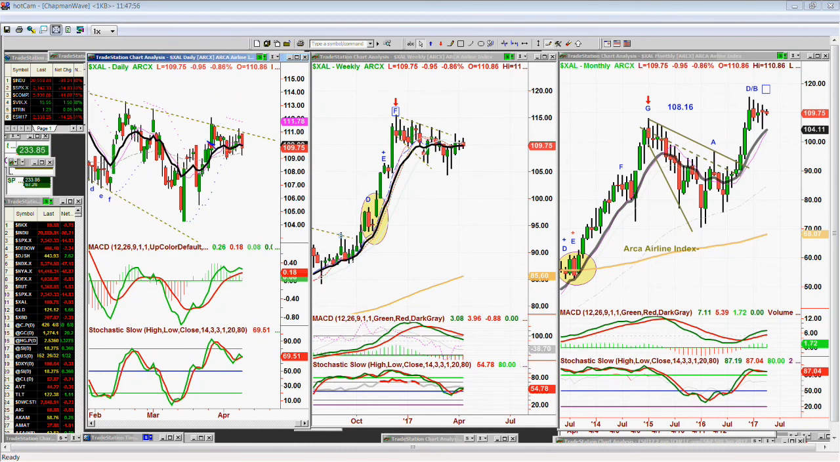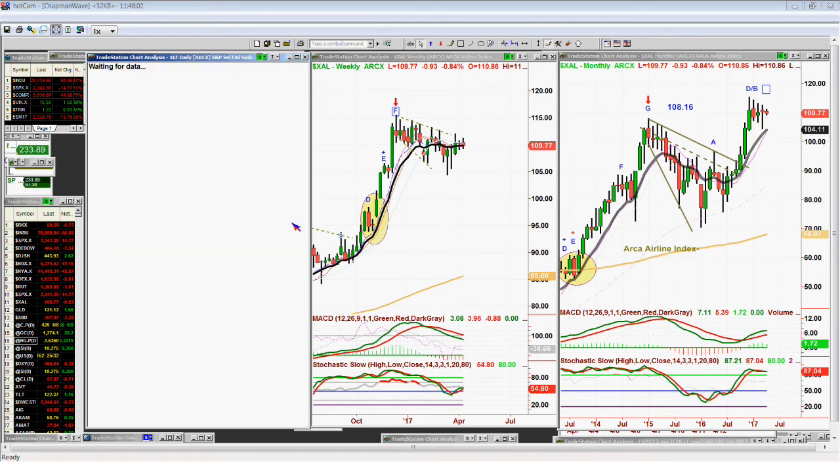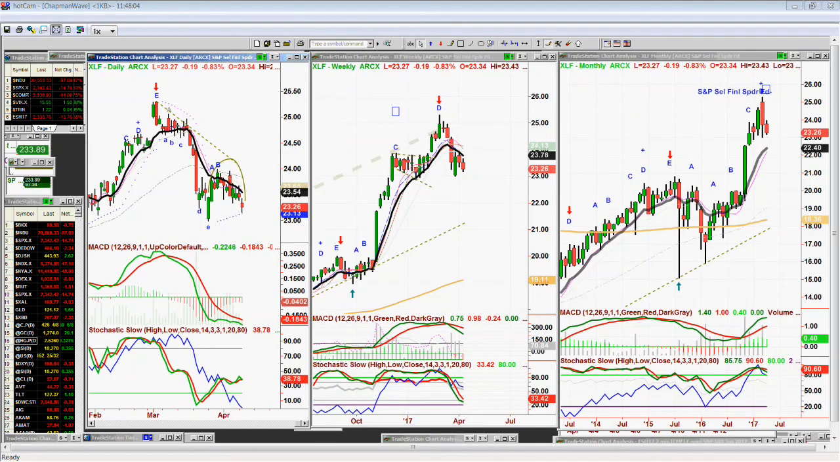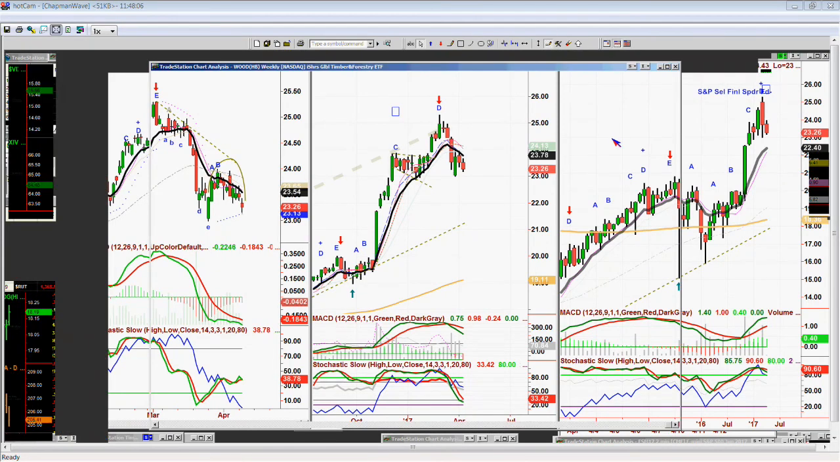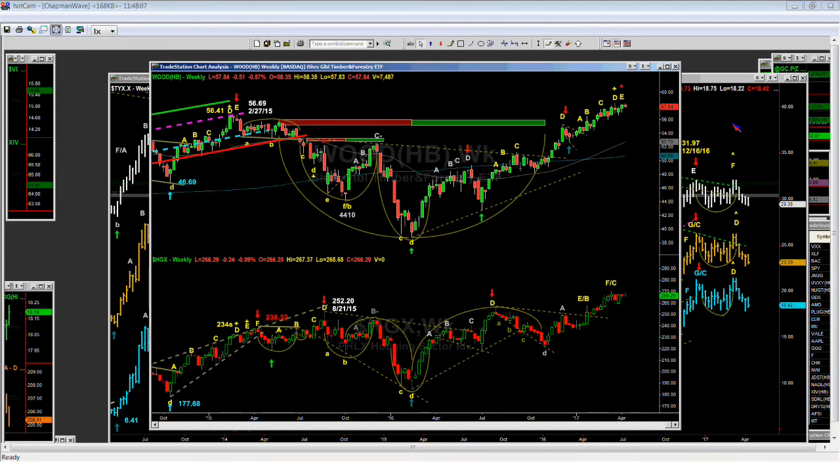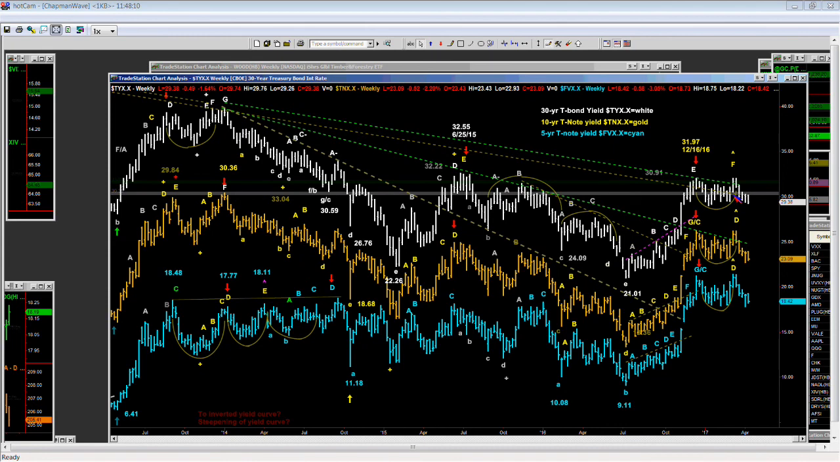And the other thing I was asked about is the XLF. Well, the XLF, look, this is the chart to keep your eye on. This is the 30-year T-bond yield, white. Brown, the 10-year T-note yield. This is the 5-year T-note yield in cyan. Look at this, making lower lows and lower highs, made the cup formation.